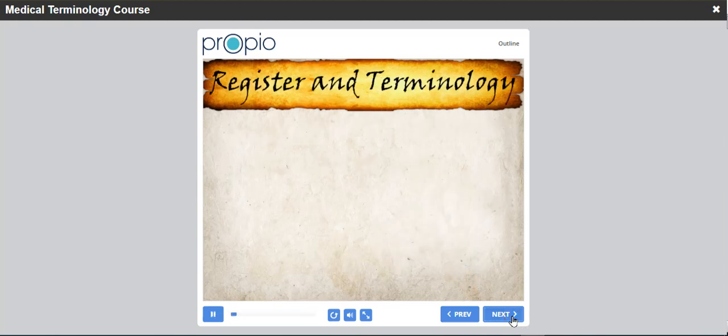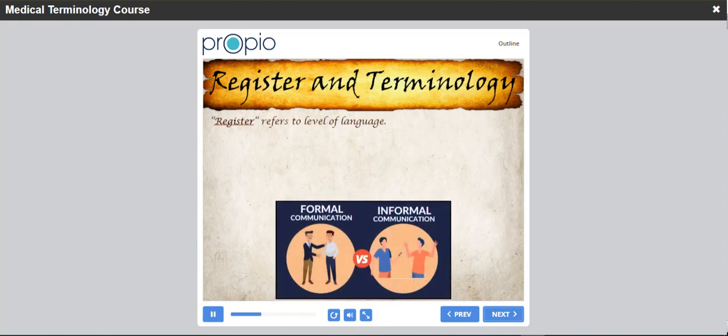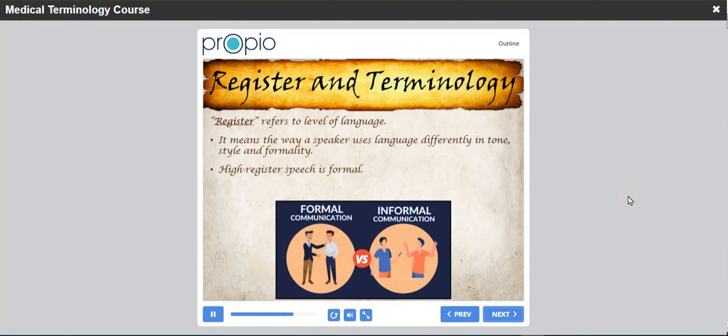Now it's time to talk about register and terminology. Do you know what register is? Register refers to level of language. It means the way a speaker uses language differently in tone, style, and formality. High register speech is formal. Low register language tends to be relaxed, informal, or slang.